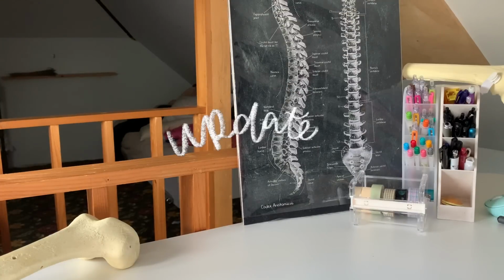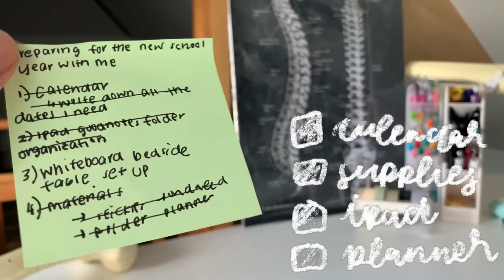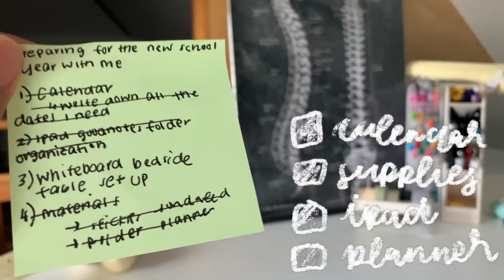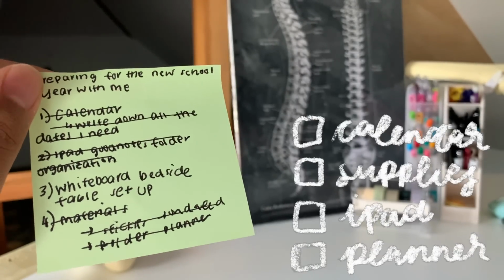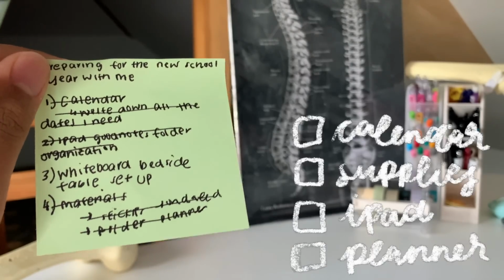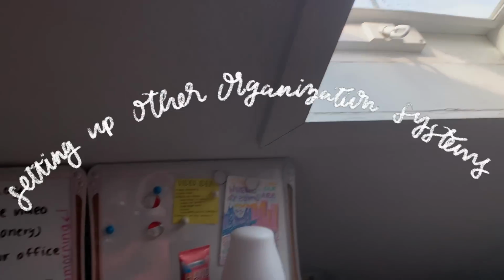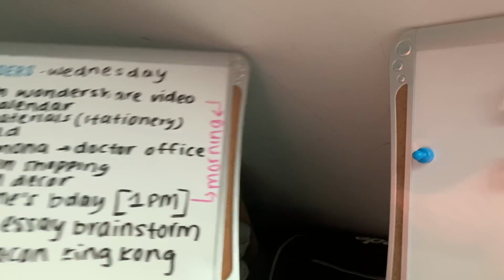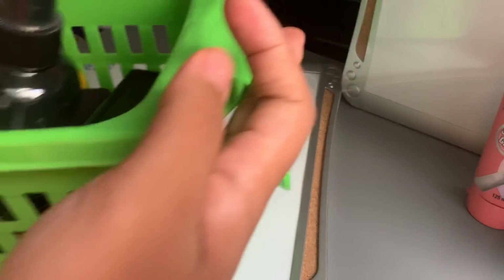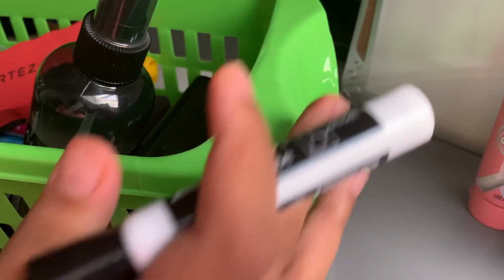So just a quick update and refresher. I finished the calendar, supplies, iPad, and planner. Now all I have left is updating my whiteboard next to my bed. I call this setting up the other organization systems, but essentially it's just two whiteboards next to my bed. I plan on using these for quick reminders and quick refreshers for when I wake up, or if I think I forgot something, hopefully it'll be written on this whiteboard.